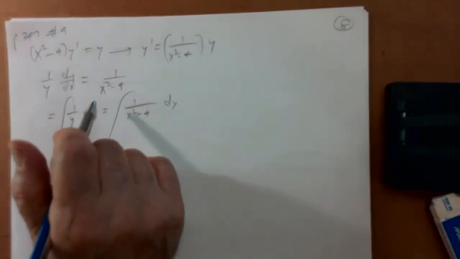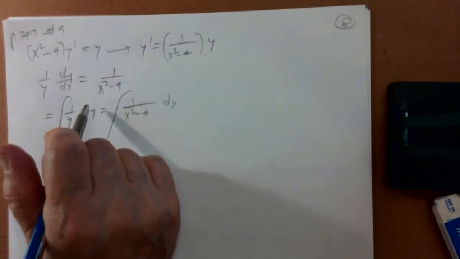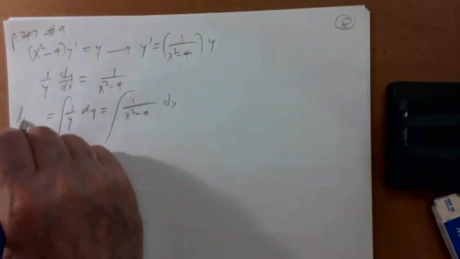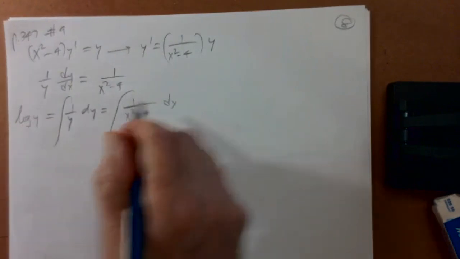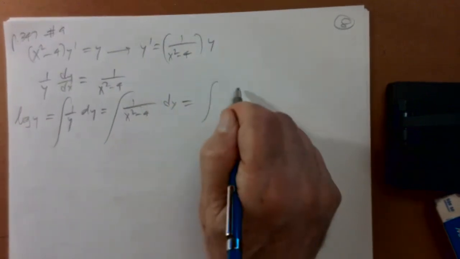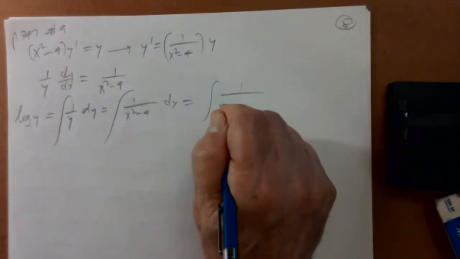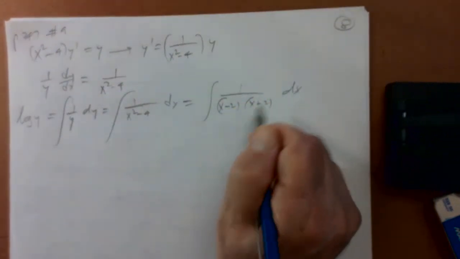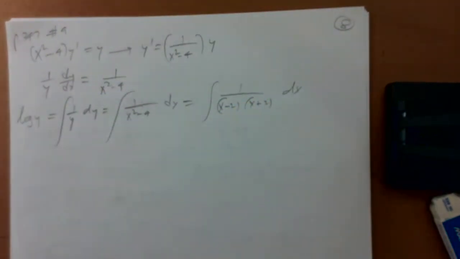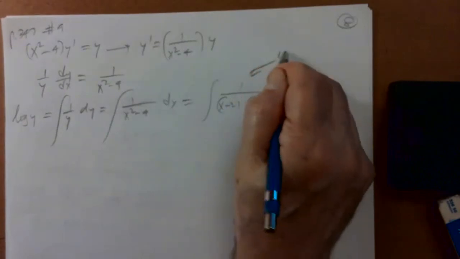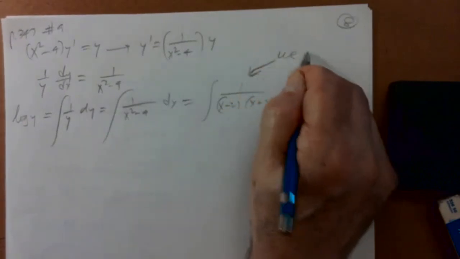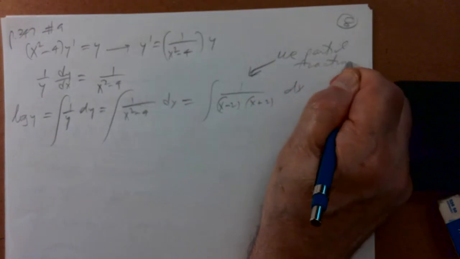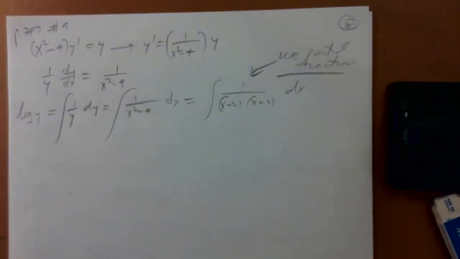And what we have on the left is the log of y. And x squared minus 4 is x minus 2 times x plus 2. And when it factors, we can use, again, partial fractions.